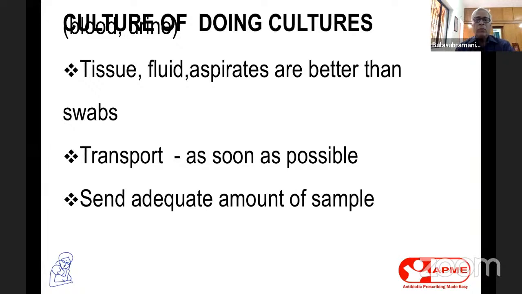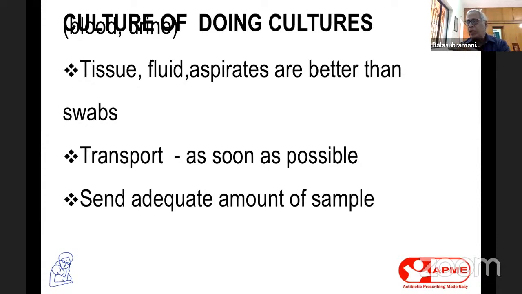You must always remember, blood culture should be done in any febrile child before starting antibiotics for systemic infection. In general, a specimen or an aspirate from the tissue or fluid, for example, pleural fluid, pericardial fluid, ascitic fluid, are much better than swab. You should not do rectal swab for bacterial cultures. They are useless. You must do only a stool culture. And you should transport it as soon as possible.